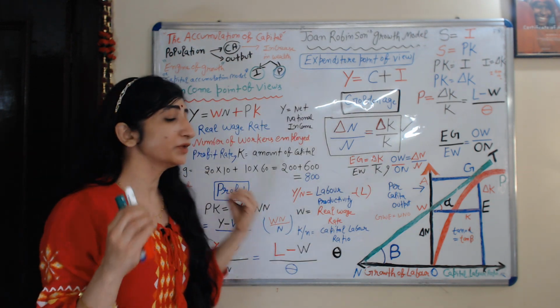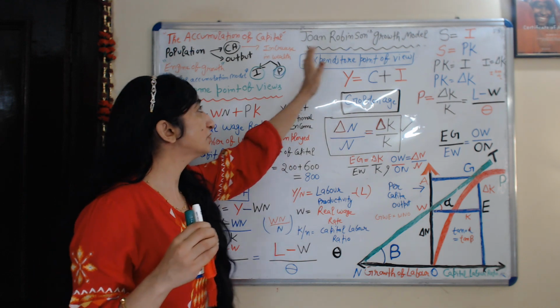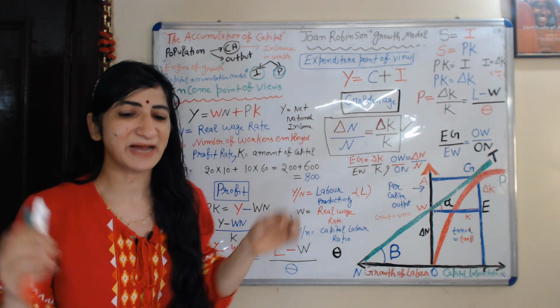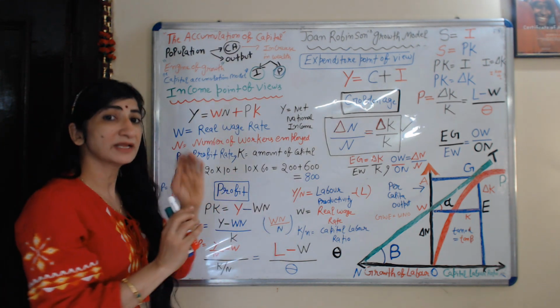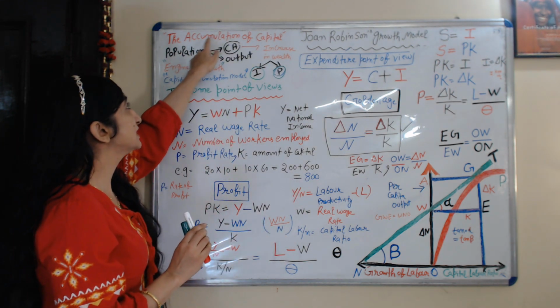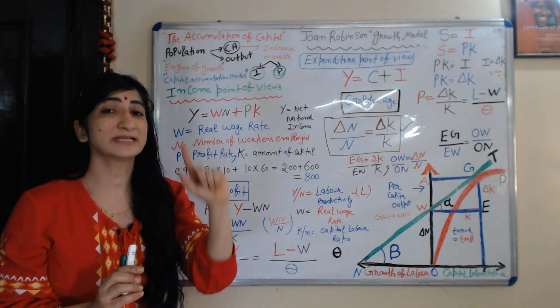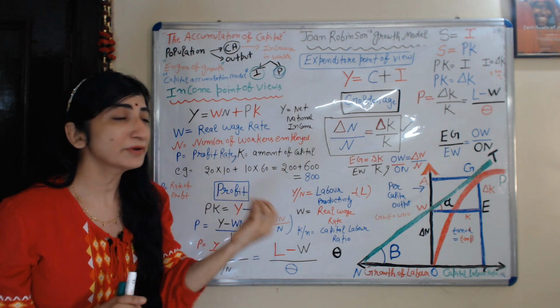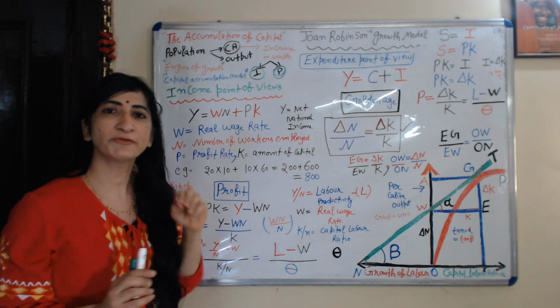Today we are going to learn about Joan Robinson's growth model. This model is given by Mrs. Joan Robinson in her book. The book's name is The Accumulation of Capital.